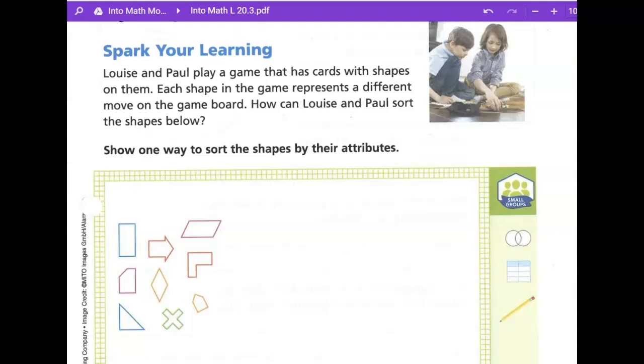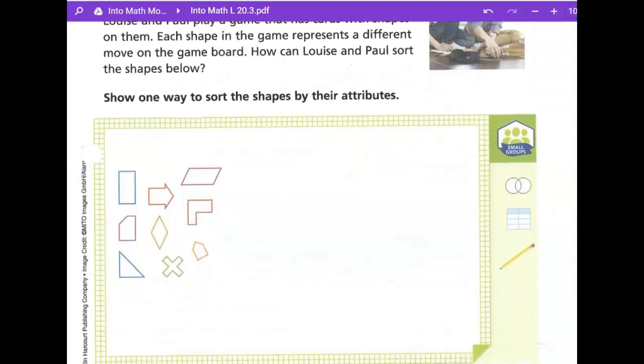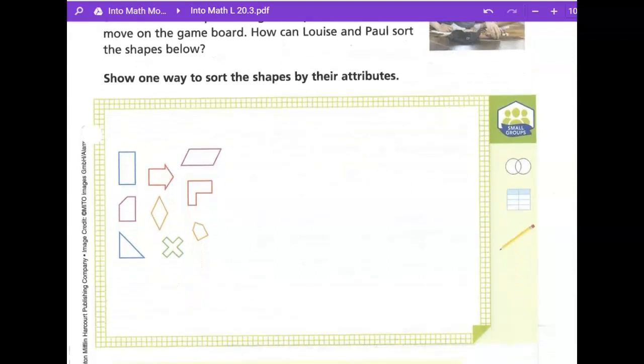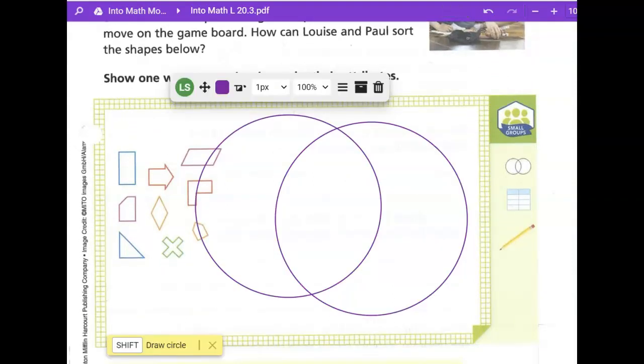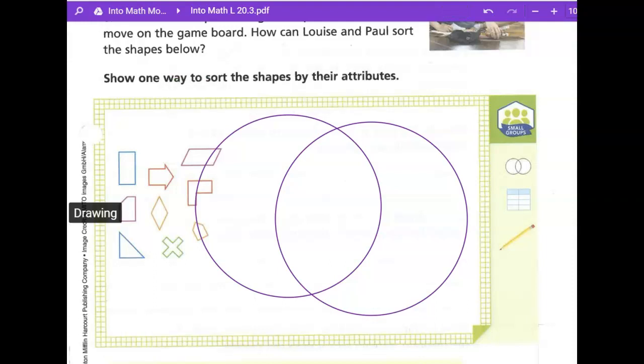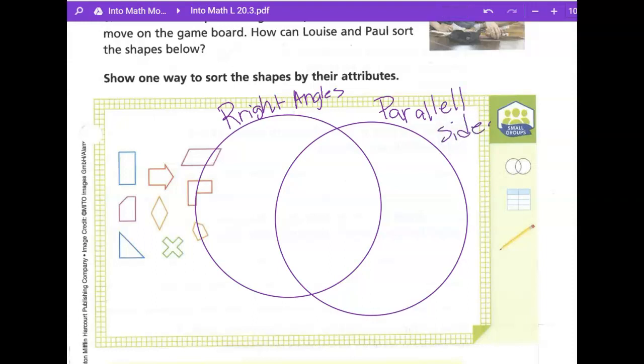Each shape in the game represents a different move on the board. How can Luis and Paul sort the shapes? Show one way to sort the shapes. So I drew a Venn diagram, and the left side we're going to do by right angles, and the right side we're going to do by parallel sides. And of course, if they have both, we're going to put them in the middle.